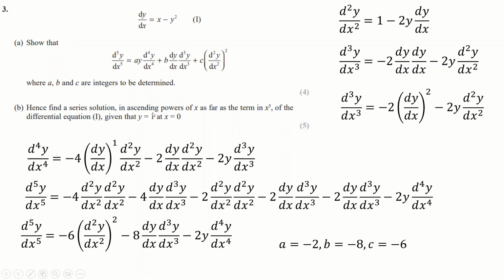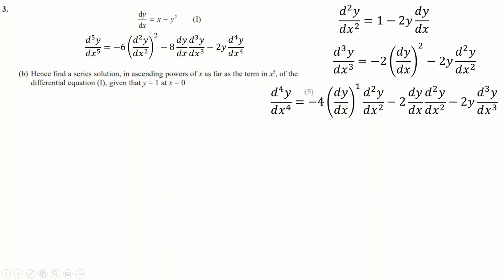Hence, find a series solution in ascending powers of x as far as x to the 5 of the differential equation. So I've put all my results down in here. So this is what I found. I've replaced this with all the constants that we know actually are there. And then I've just written down my result for dy by dx, d2y, d3y, d4y, and d5y should also... Oh, sorry, d5y is, of course, this one here. Okay, good.